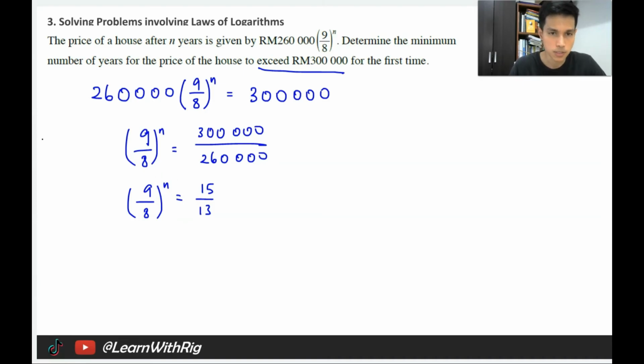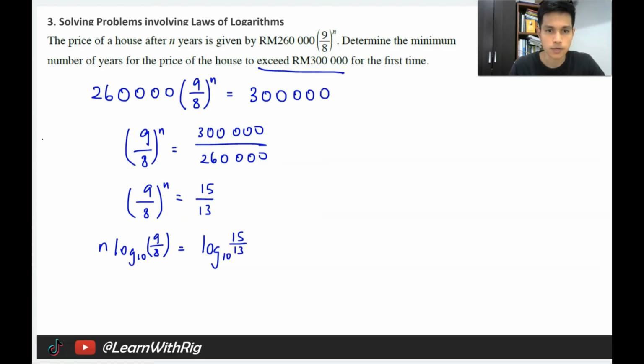So what you're going to do is make both sides become log, because you want to find the value of n. So you get log base 10 of (9/8)^n. Now the power n, you can shift to the front, correct? So I'm going to do that straight away. So I get n log base 10 of 9 over 8 equals log base 10 of 15 over 13.